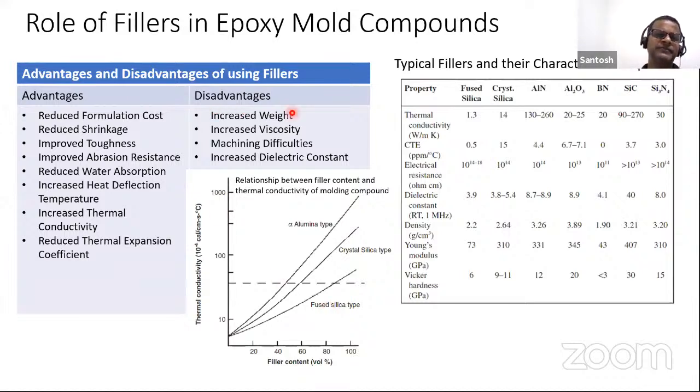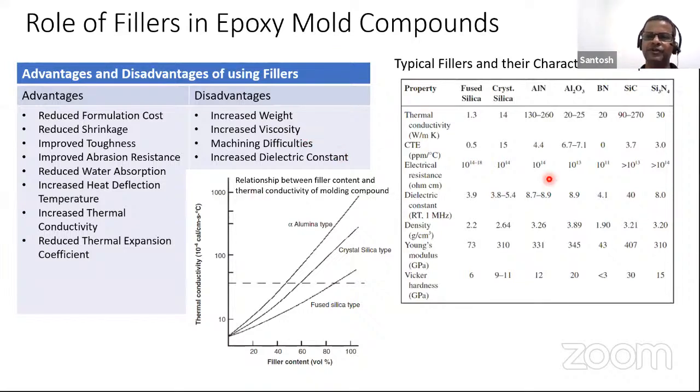Coming to disadvantage of using the fillers, of course, using fillers increases weight, the density goes up, increases viscosity because eventually the compound has to flow. By putting too much filler, the viscosity actually goes up. And by putting too much filler, the material becomes very hard, the modulus goes up, so machining difficulty goes up, and dielectric constant goes up. So these are some of the disadvantages.